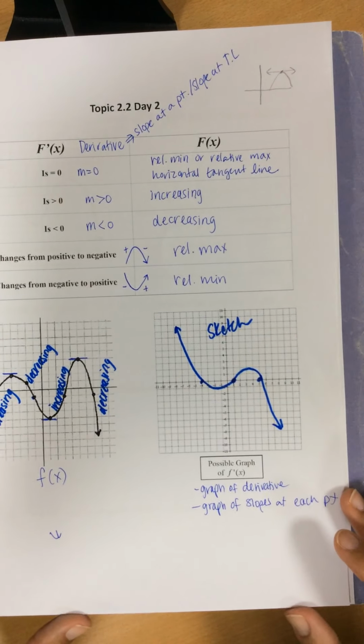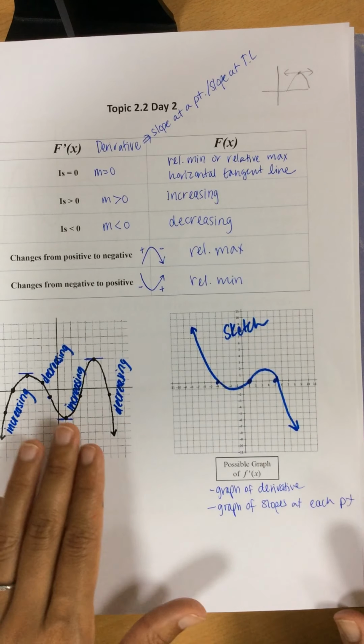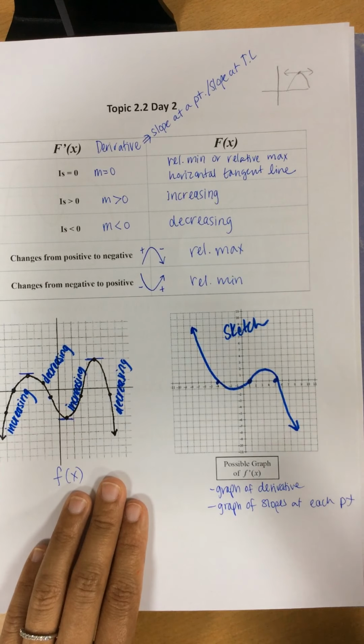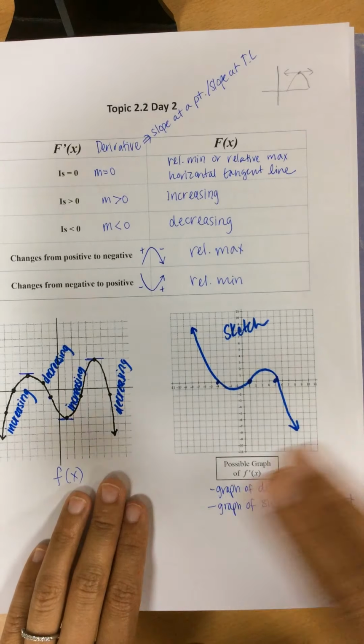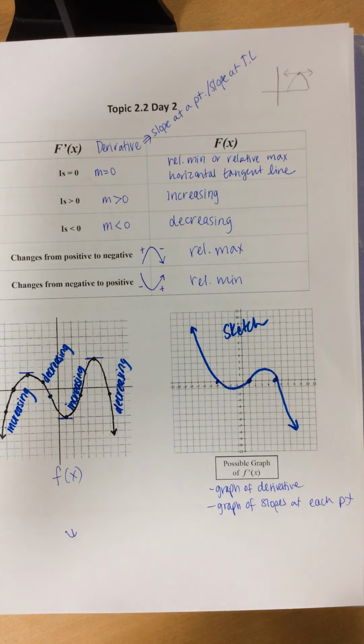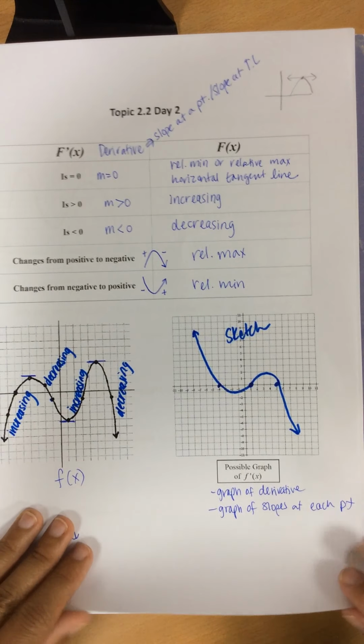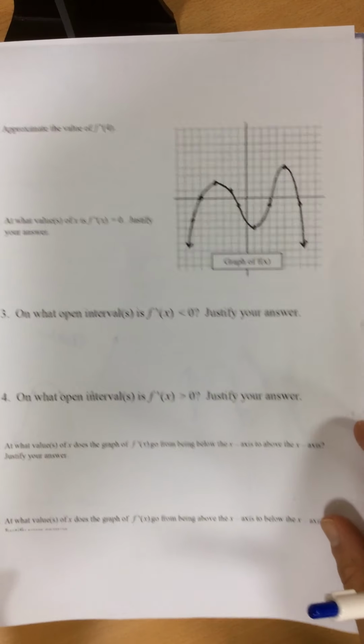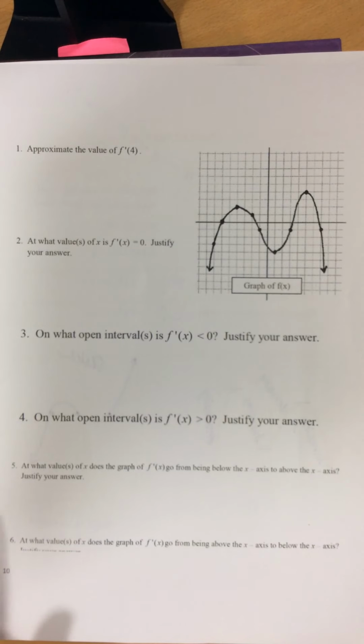So the reason we're doing this is sometimes you see some multiple choice questions where you'll be given the graph of f, or you'll be given the graph of f prime of x, and you have to look through some possibilities and find the one that matches. Okay, we're going to do a little bit more of this in a different way. So here's our second example.